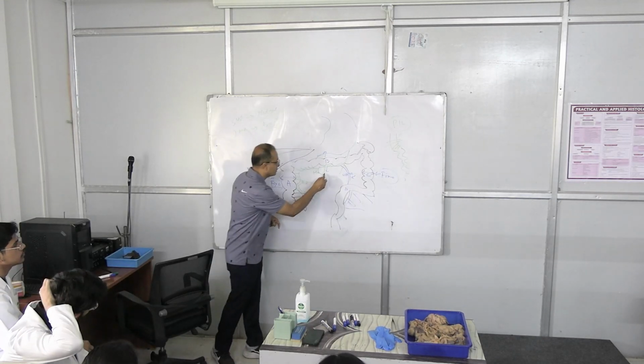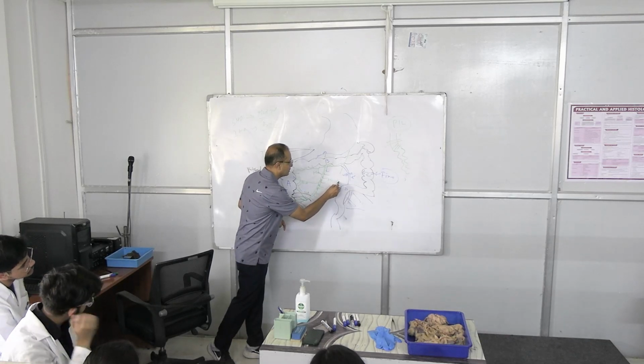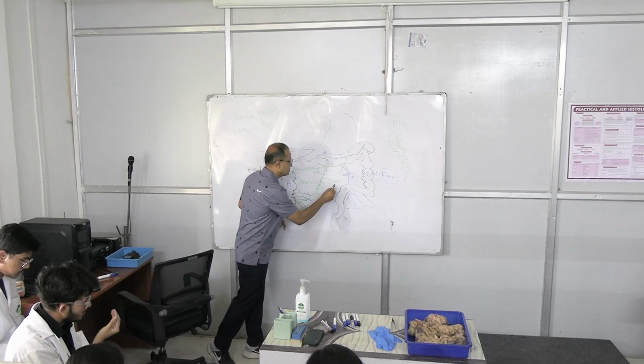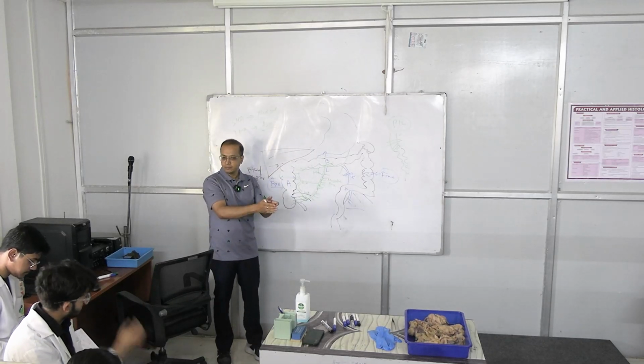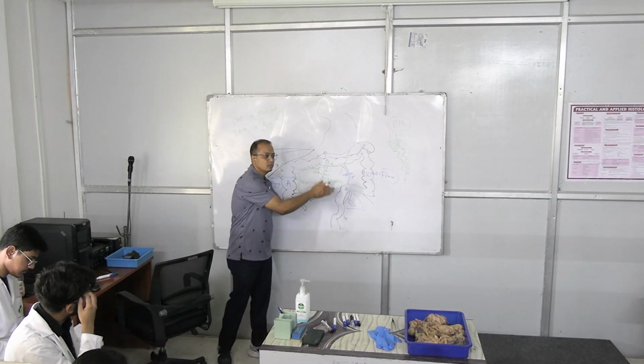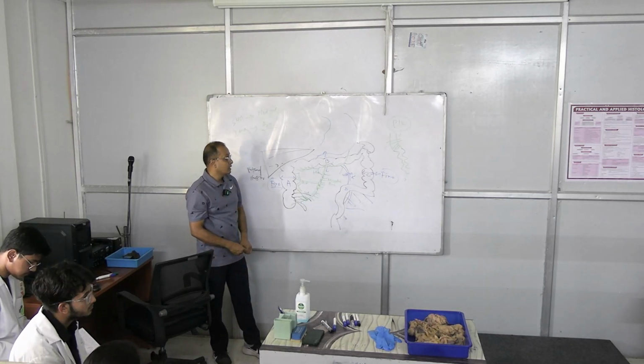So these are the branches, we call them mesenteric branches. So they are numerous. These mesenteric branches go within the mesentery and then supply all the coils of the small intestine. So these are the branches we classify here.